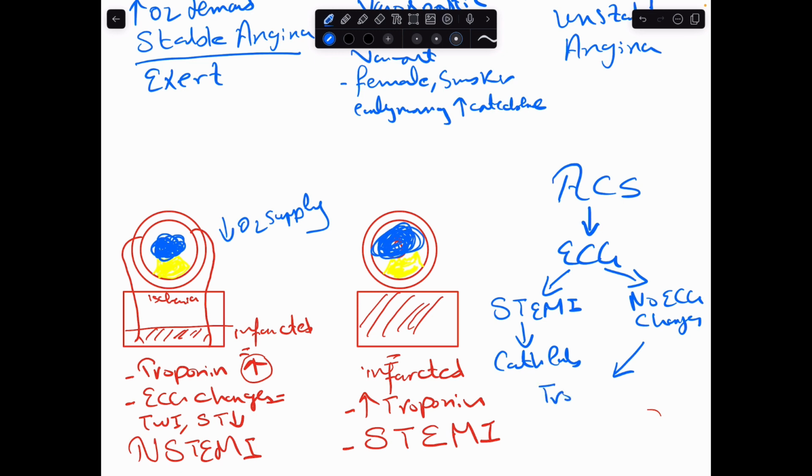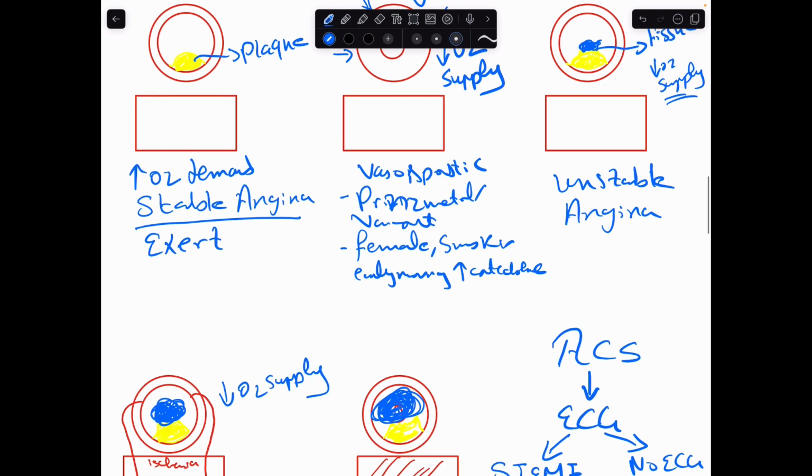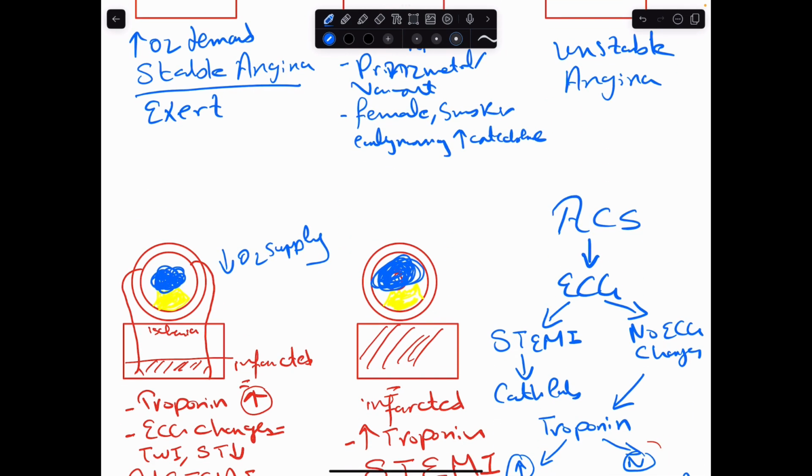If it doesn't show any ECG changes, then the next thing that you're going to do is the enzymes, which is the troponin. If the troponin is raised, then that's going to be non-STEMI. If the troponin is normal, then this is going to be unstable angina. Because remember, in unstable angina, as you can see over there, there's no infarction, so you will not get raised troponin.